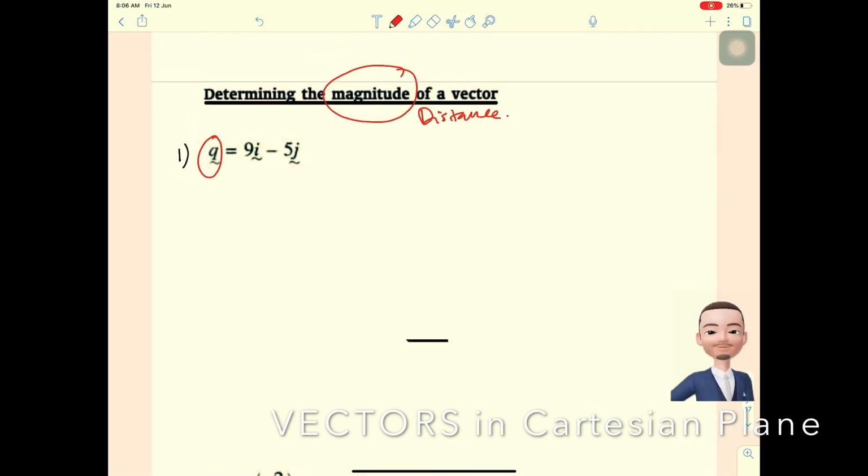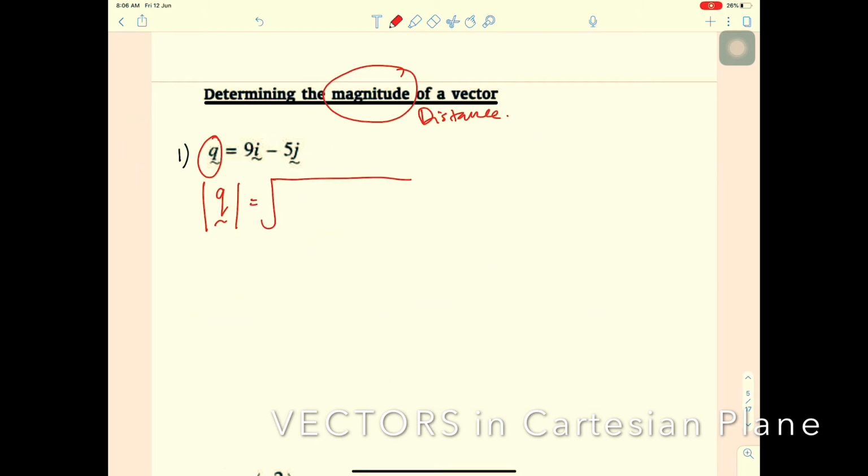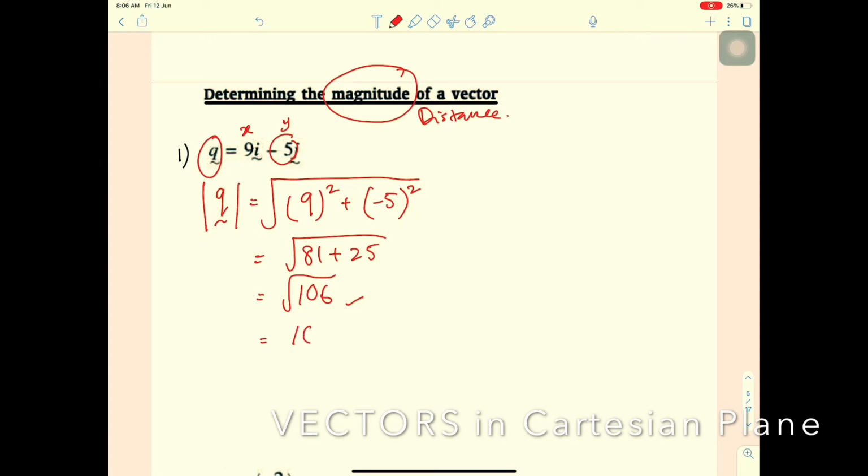Firstly, this is the symbol, not modulus but the symbol of magnitude. It is the square root of 9 squared plus negative 5 squared, where 9 is the x-axis value and negative 5 is the y-axis value. Calculate using your calculator and you will get the square root of 106. You can leave your answer in surd form or in decimal: 10.296, nearest to 10.30.